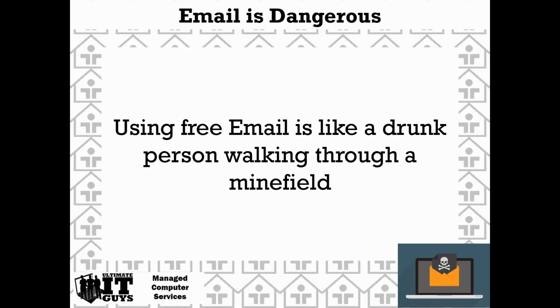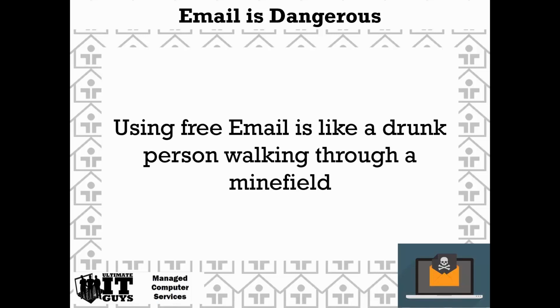Now I'm going to pick on the free email here for a moment because that is where you are the most vulnerable. Using free email is like a drunk person walking through a minefield. Nothing good is going to happen there. The bad thing is that in a minefield, when someone steps on a mine, you know it right away.